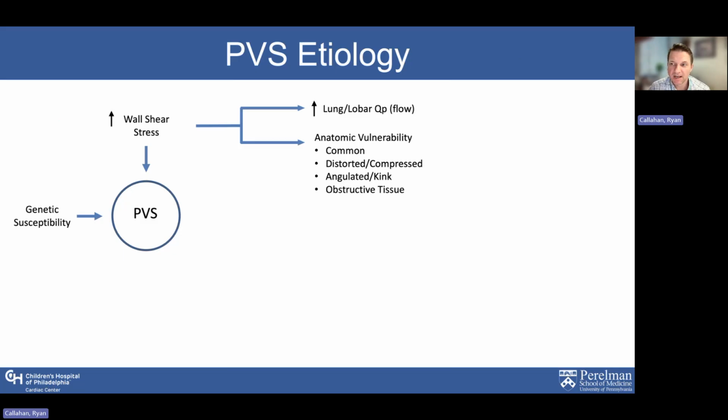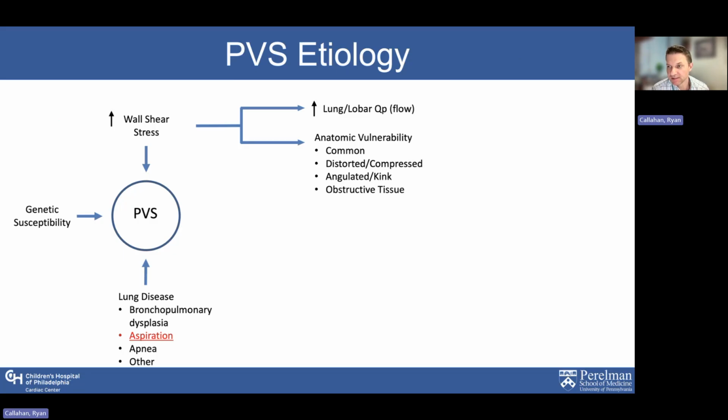This, combined with usually an anatomically vulnerable vein, such as the common vein that I mentioned, or veins that are not perfect circles as they're entering the heart. And so the surrounding anatomy is distorting the vessel or compressing it, or the patient was born with a vessel that was innately at a unique angle that causes an angulation or a kink, or there's extra tissue inside the heart which obstructs the vein. So increased flow plus an anatomically vulnerable vein can generate PVS.